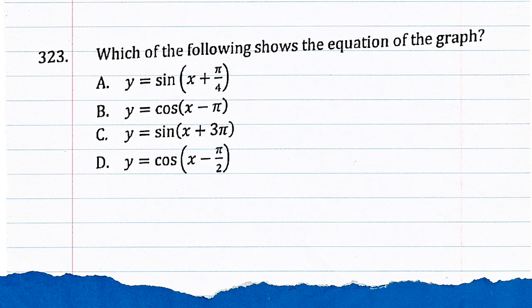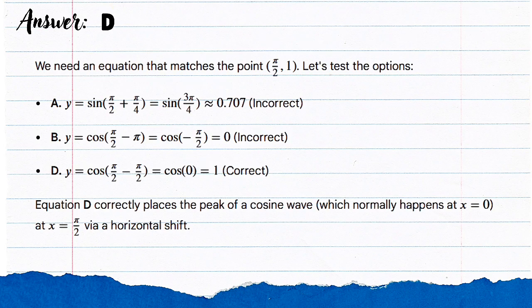Question number 323. Which of the following shows the equation of the graph? A, y equals sine x plus pi over 4. Letter B, y equals cosine times the quantity of x minus pi. Letter C, y equals sine times the quantity of x plus 3 pi. Letter D, y equals cosine times the quantity of x minus pi over 2. And the answer is letter D.